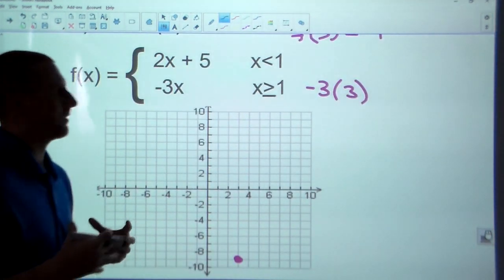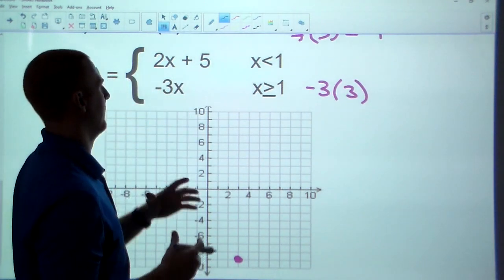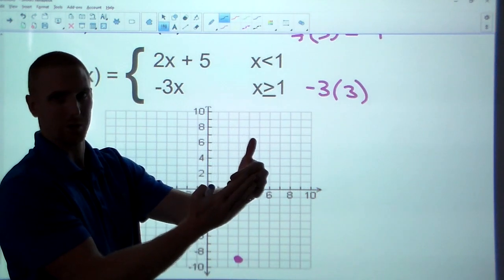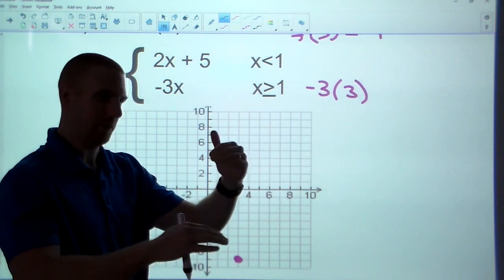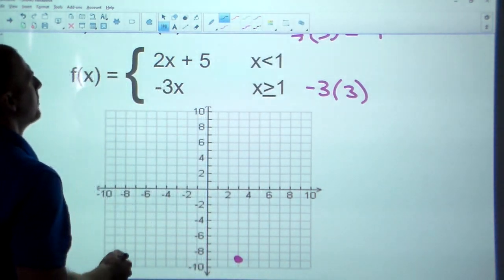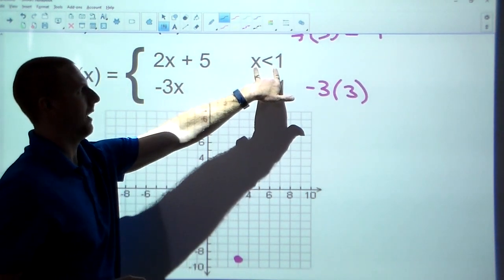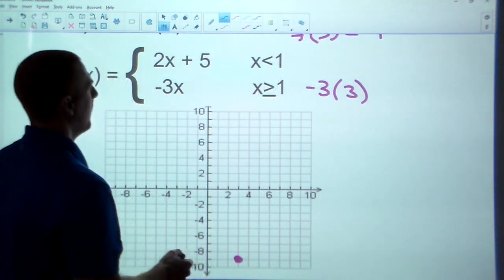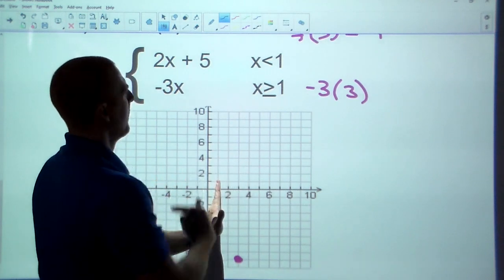So if I want to graph this entire function, then I've got two parts to it, and generally they're going to be disconnected. There's a chance they might come together at some place, but don't expect that. Don't be surprised if it's a line here and another line up here somewhere. That's pretty normal. So 2x plus 5, but only for x values that are less than 1, not including 1, just less than 1. So 1's here and less than is going back this way.